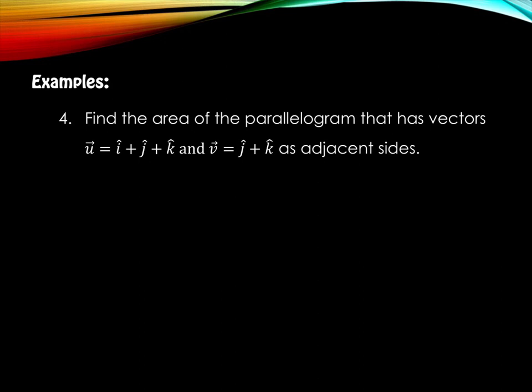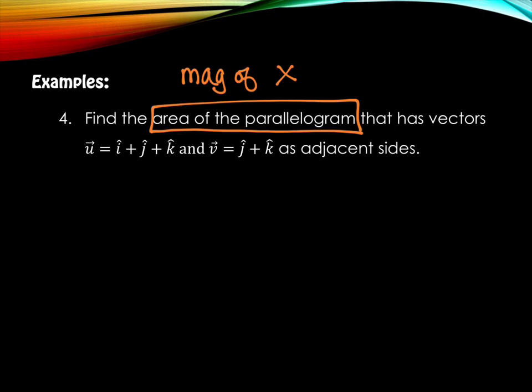So when we see area of the parallelogram, this is kind of like in Calc 1 where we have multiple ways of asking you to do the same thing, right? Find the derivative, find the slope of the tangent line, find the slope at the point, and they all mean the same thing. The same thing's happening here. Area of the parallelogram means we're finding the magnitude of the cross product. So we're going to find the cross product, and then we're going to find its magnitude.